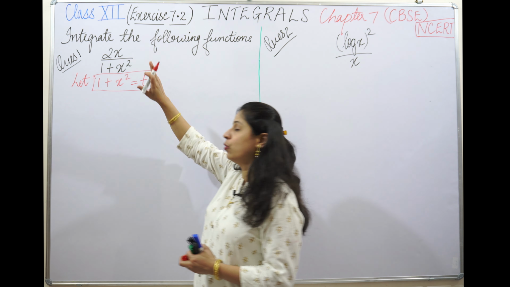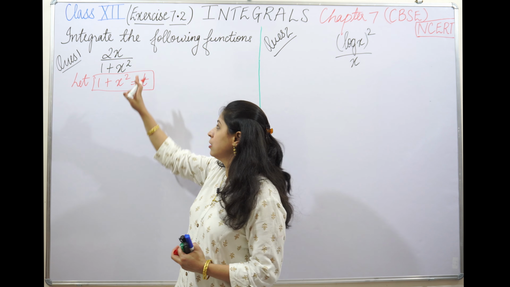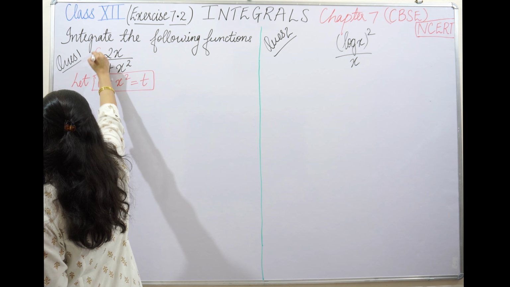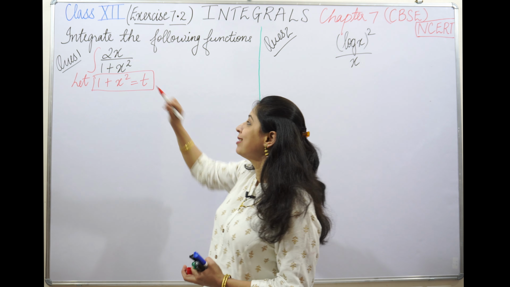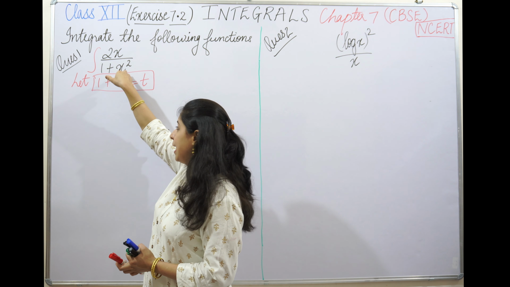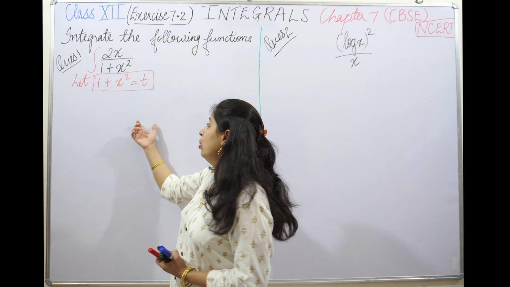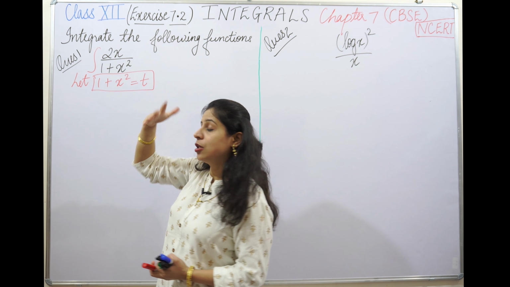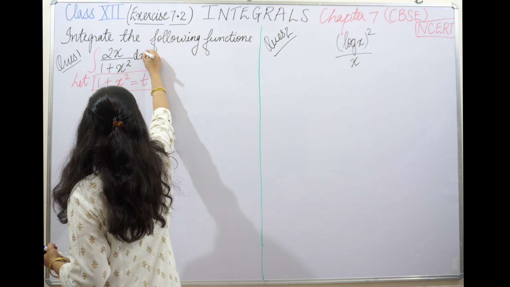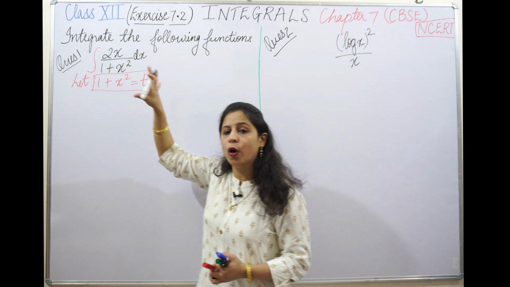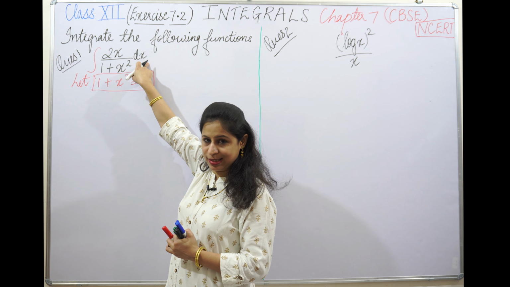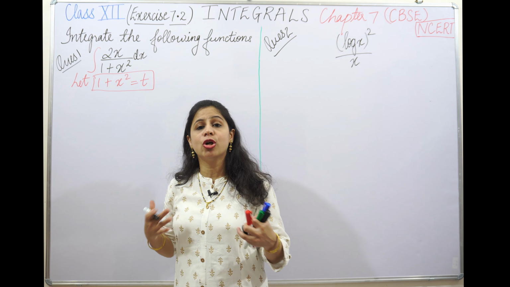Now we need to convert this whole expression in terms of t. We need to integrate 2x upon 1 plus x square. So here we have to convert all these x in terms of t. Now in order to convert 2x in terms of t, because here we are having dx, right now the whole of our problem is in terms of x. So we will be converting it in terms of t.